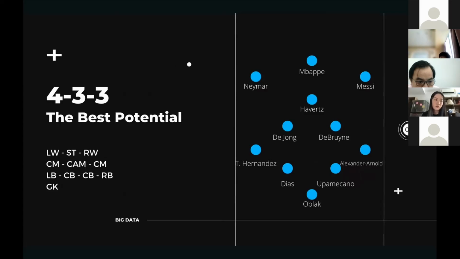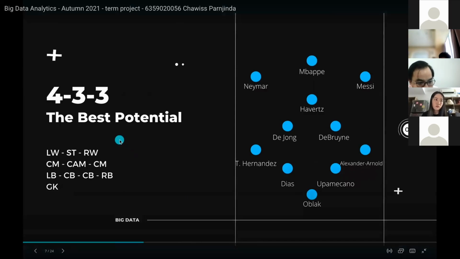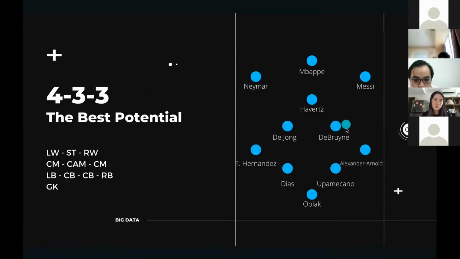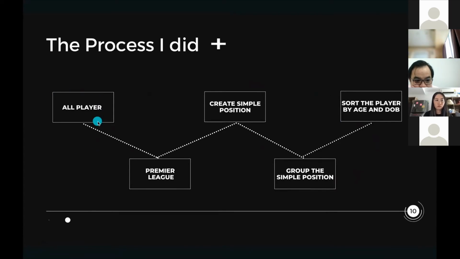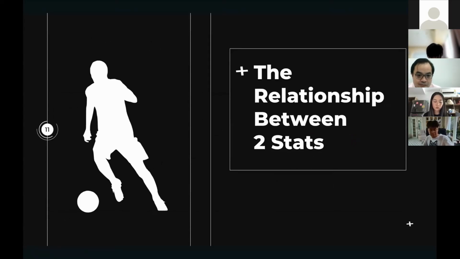And for this one, which is the best potential, you can see that the players have changed, because with changing the sorting to the best potential, players have changed their ratings. And this one has two variables, which is youngest Premier League player. The first variable is youngest, and the second one is only in the Premier League. So from all the players, I filtered only Premier League players, and then I created a simple position like I did with the other data. After that, I sorted the players by age and date of birth, and picked the one that is the youngest for each position.